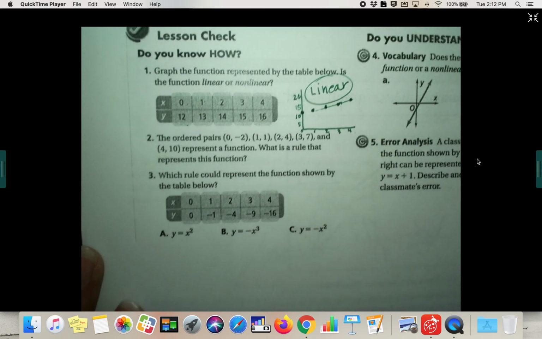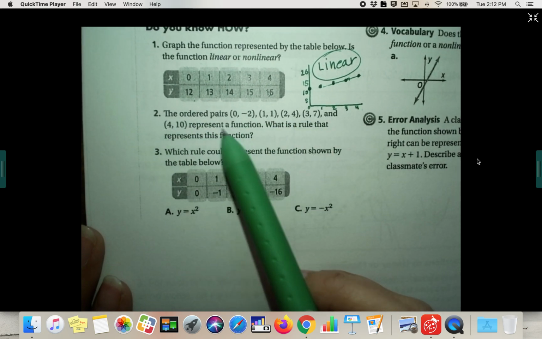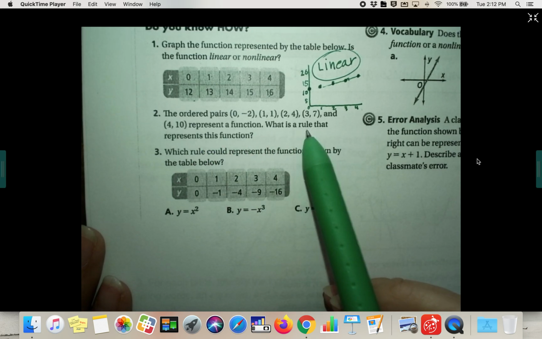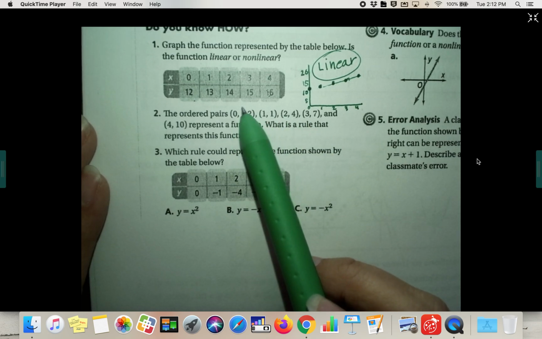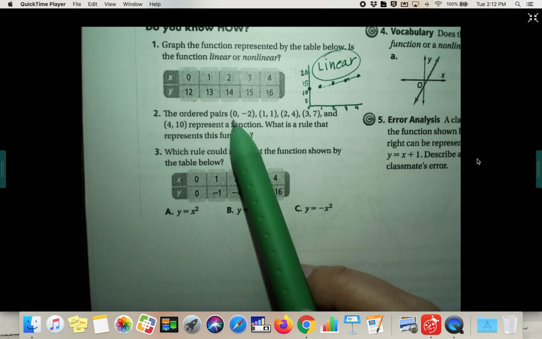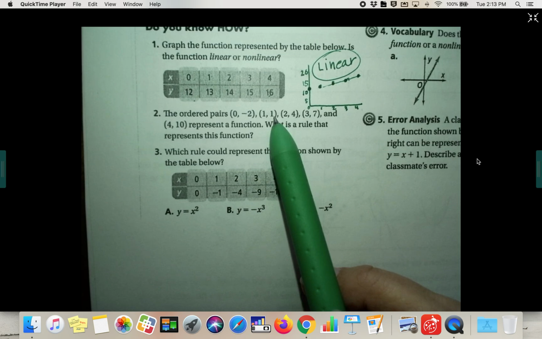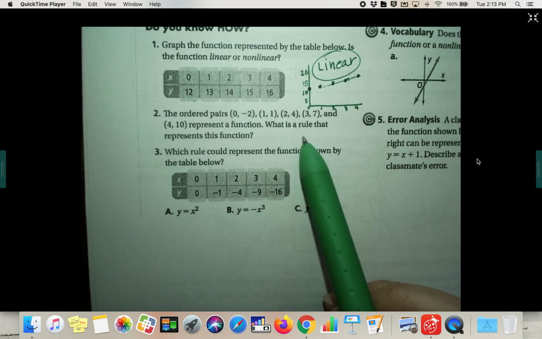All right, number 2, the ordered pairs, all of these represent a function. What is the rule? Okay, the rule would be like, what are we doing to each input to get each output? So it looks almost like we can subtract 2. So 0 minus 2. 1 minus 2, though, is not 1. So my idea of subtracting 2 is not going to work on all of these.